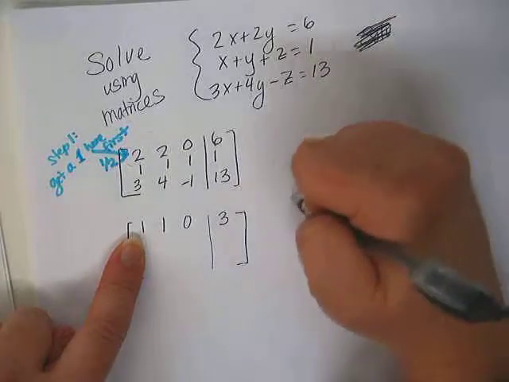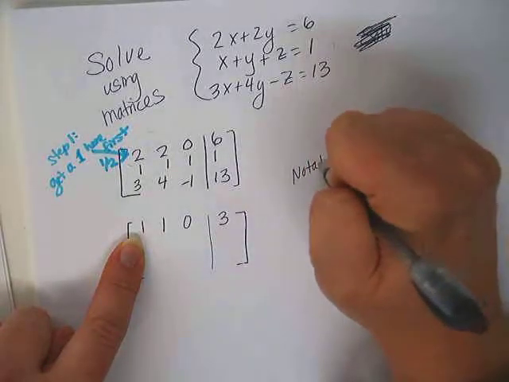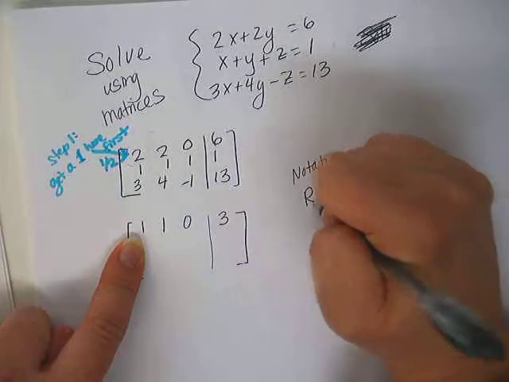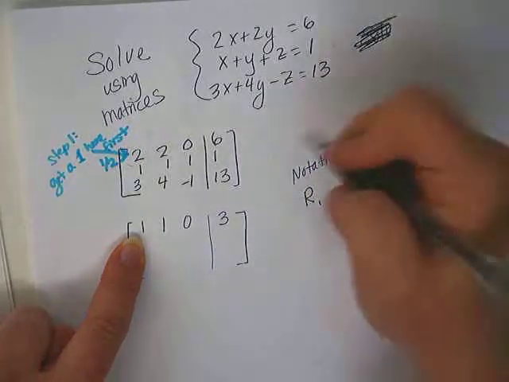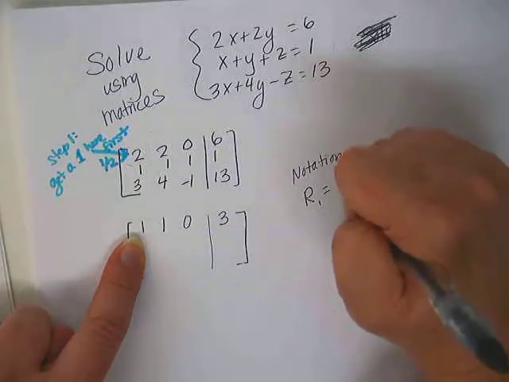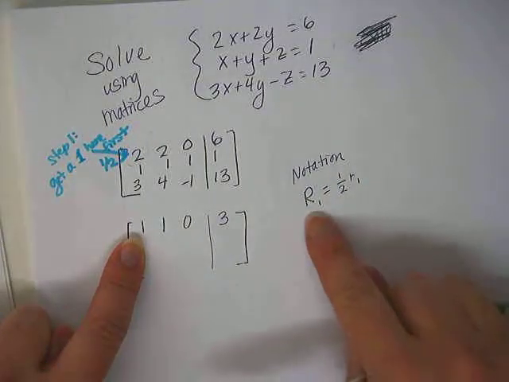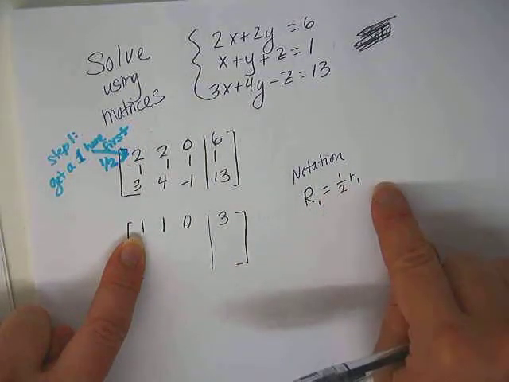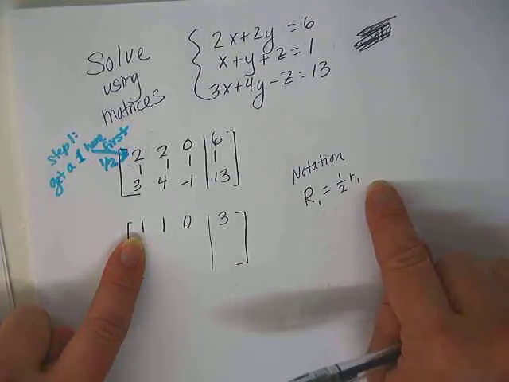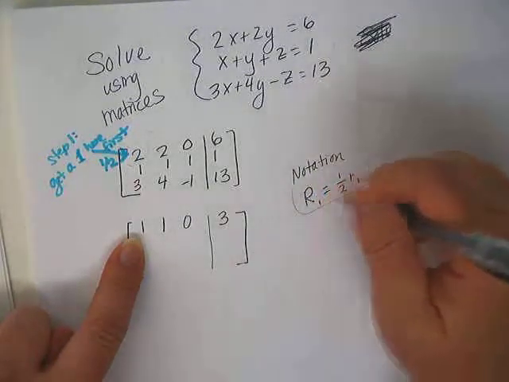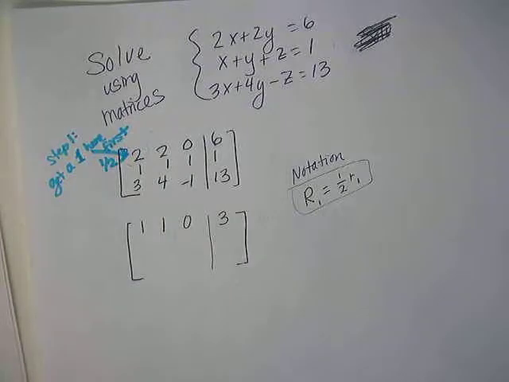Okay, I have just created a new row 1. So the notation for what I just did is I created a new row 1 by taking 1/2 times the old row 1. So I'm using a capital letter to represent the new row and a lowercase letter to represent the old row, and this notation is telling me what I just did.